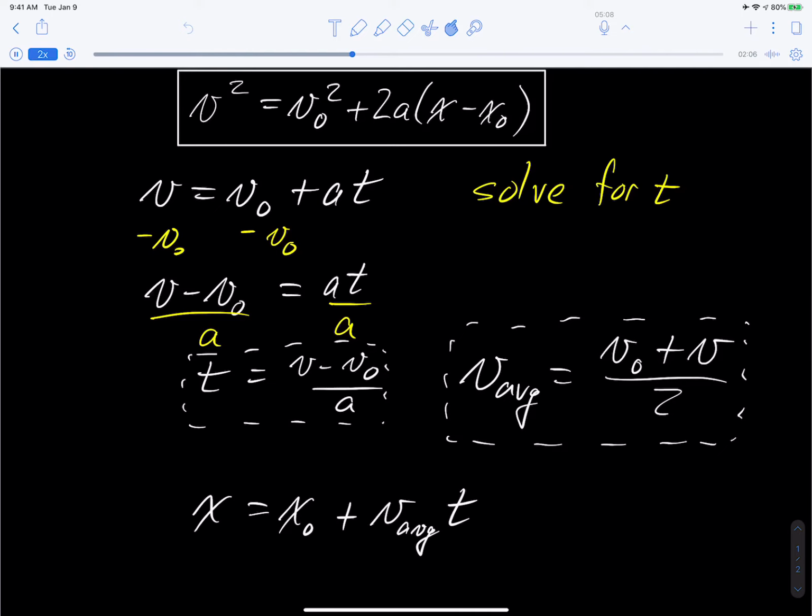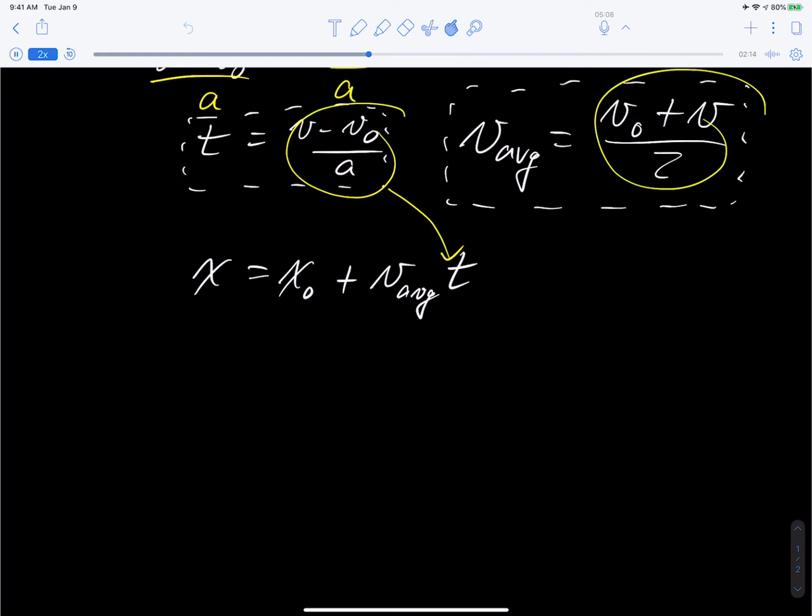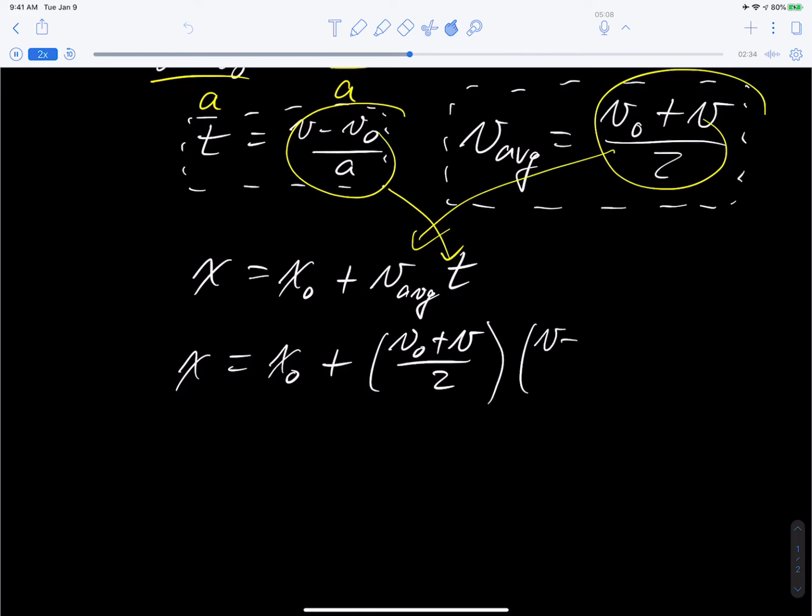Okay, so now what I do is I take both of these expressions and plug them in there. I'm going to plug this in here for t, and I'm going to plug this in here for v average. So what does that look like? That's going to give me x is equal to x naught plus v naught plus v over 2 times v minus v naught over a.